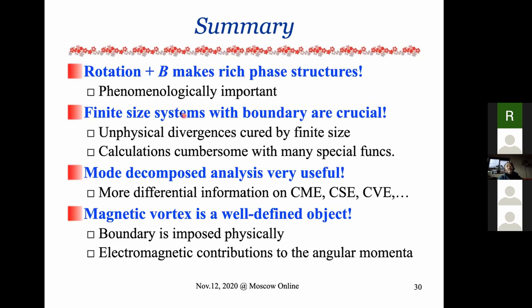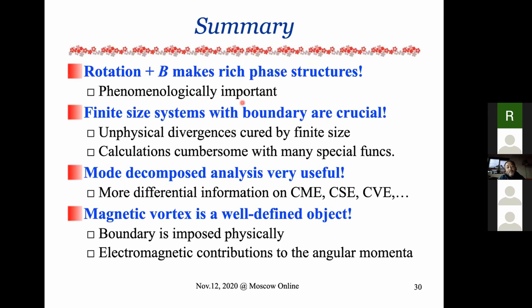Now it's time to summarize my talk. As I told you, rotation plus magnetic field makes really rich phase structures. But to do the concrete calculations, putting the boundary at some finite radius is crucial. Otherwise, you get unphysical divergences everywhere. And so this is actually the technical obstacle going in this direction.